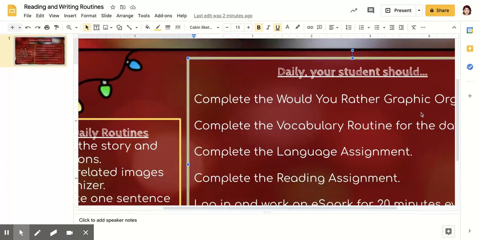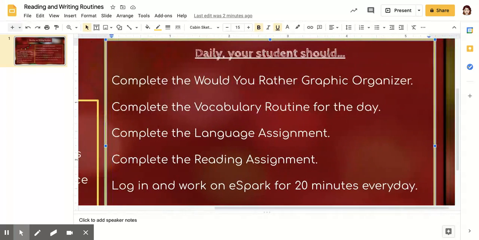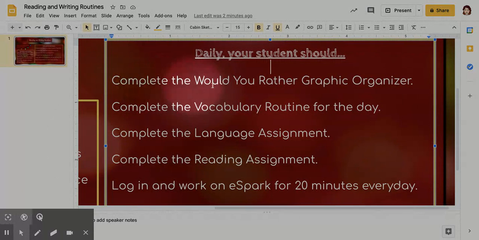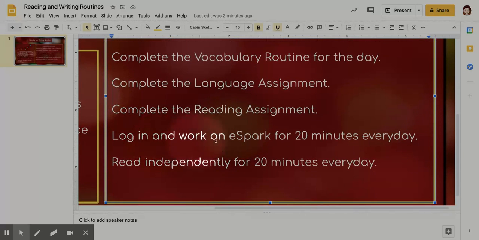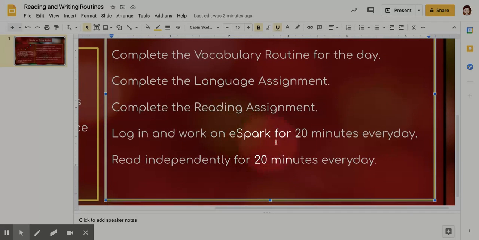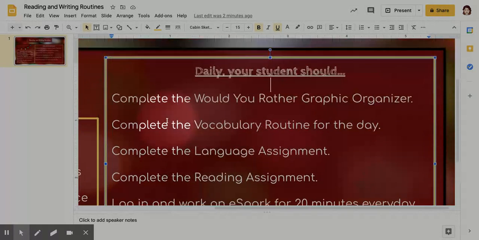Daily, your students should be doing these tasks. These tasks include completing the Would You Rather graphic organizer, completing the vocabulary routine for the day, completing the language assignment, completing the reading assignment, logging in and working on eSpark for 20 minutes every day, and reading independently for 20 minutes every day. Let's start at the top.